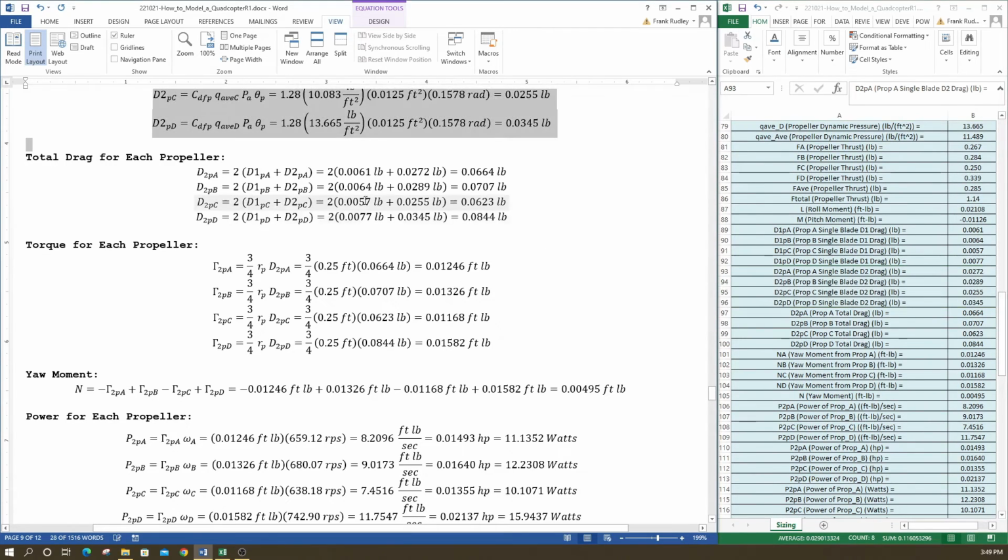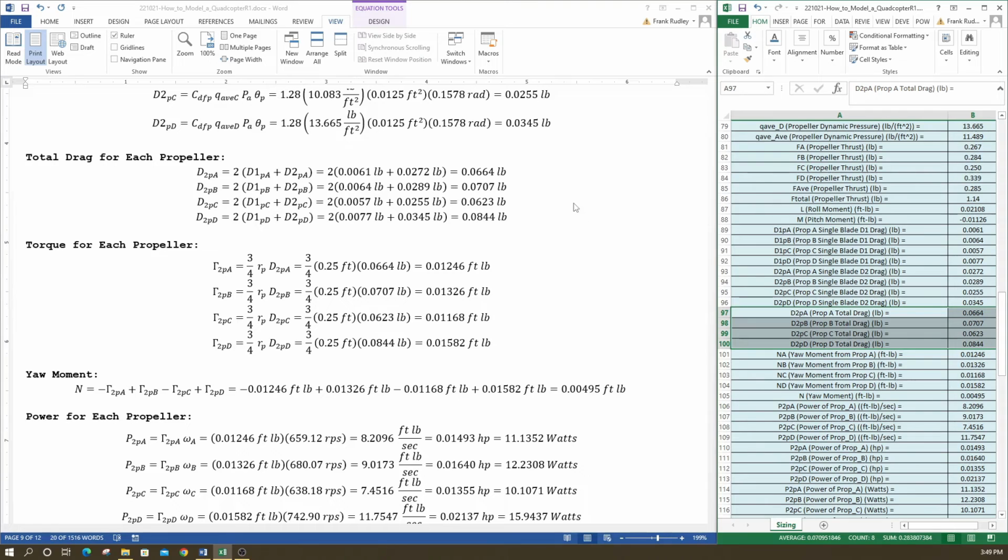Now we want to get the total drag for each propeller. It's the sum of these two. This is our total drag, and we're verifying it with the spreadsheet. So our total drag for each propeller, this is the aerodynamic drag, is 0.0664, 0.0707, 0.0623, 0.0844, and you can see the equations here should match over here. It's 2 times the number of blades times the D1 and D2 drag.